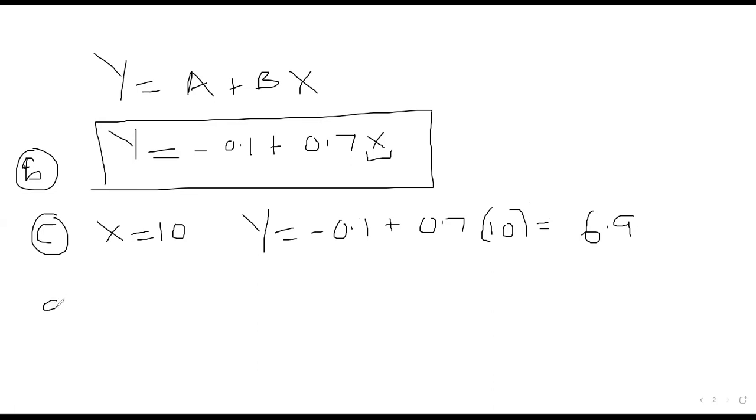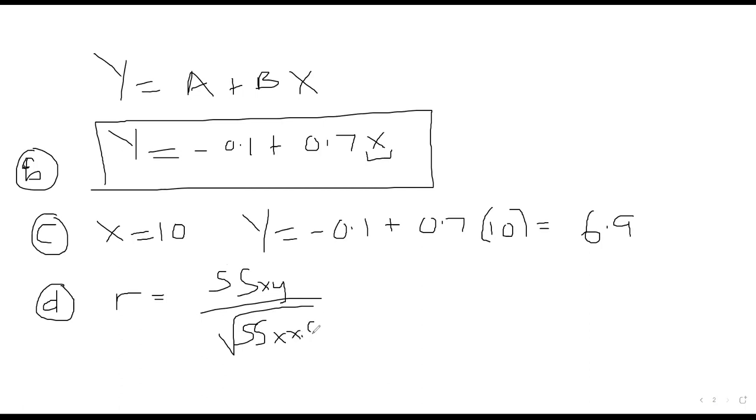Then we go to our d, which is asking us to find our r. Remember, our r was given by what? Summation of squares xy over the square root of summation of squares xx and summation of squares yy.